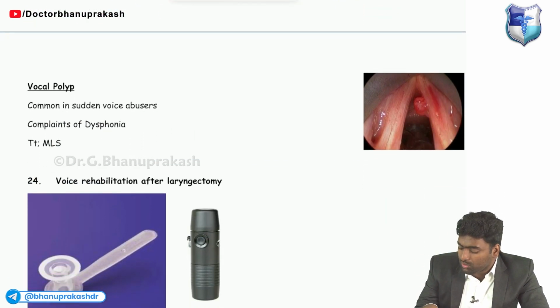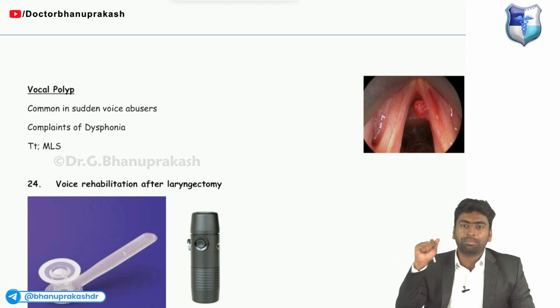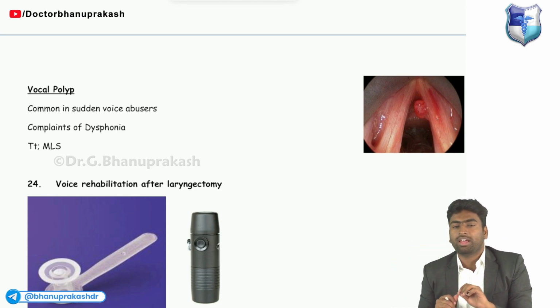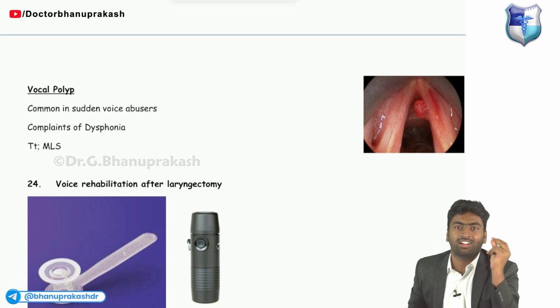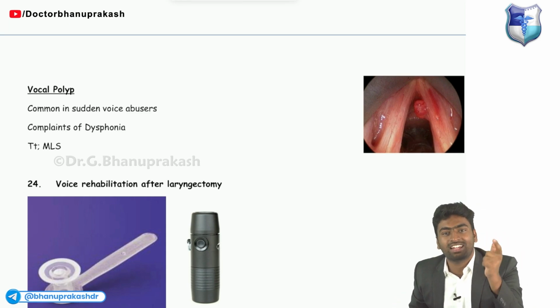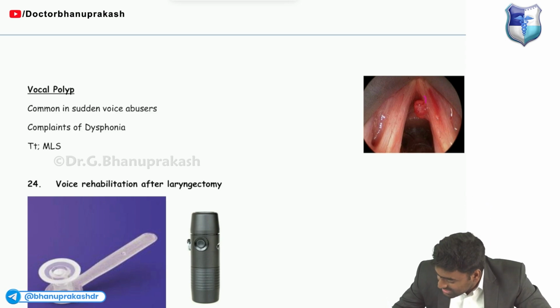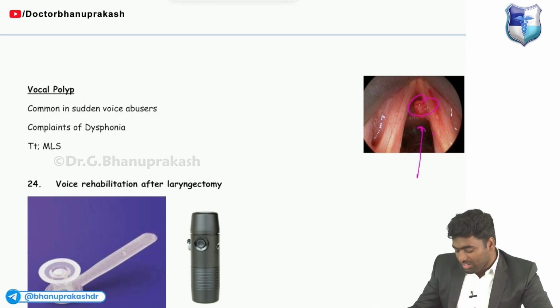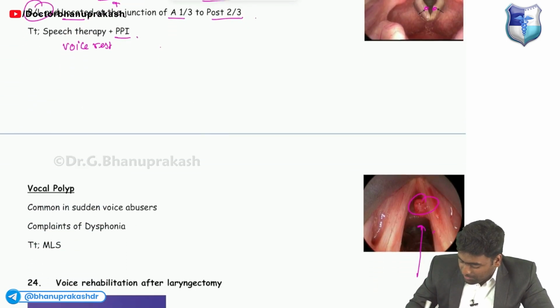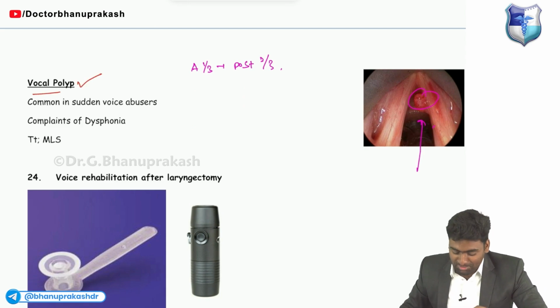A vocal polyp is seen in a case of sudden vocal abuse. Normally, say you are hearing a DJ in a party, or you are dancing in a pub, and then you hear your favorite song, and you started hailing. There is a sudden vocal abuse leading to polyp formation, and it is also around the junction of the anterior 1/3 and the posterior 2/3. So this is the vocal polyp, you will see it here.